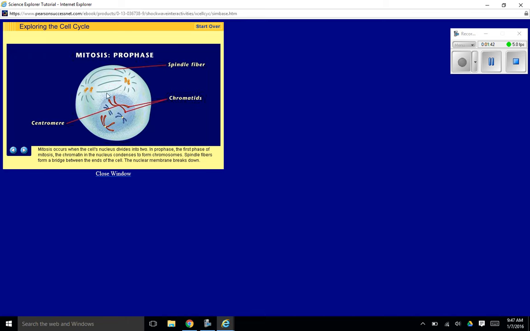So if you look at this diagram, you'll see these are chromosomes. We'll talk about those a little bit later, but notice they look like these X's. And the nuclear membrane starts to dissolve. These are just some other parts that are included, but we don't need to know them right now.